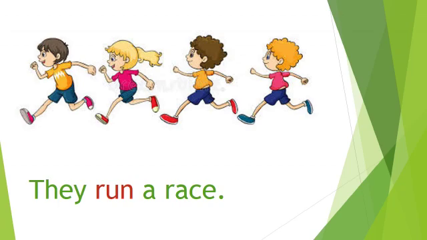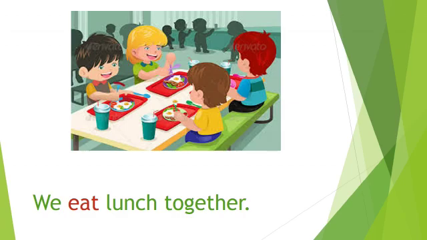So with plural we will add no s, no es to the verb. We will leave the verb as it is. In this sentence the verb is run, so we will not add any s or es to the verb. They run a race. We will not write they runs a race. That would be wrong.